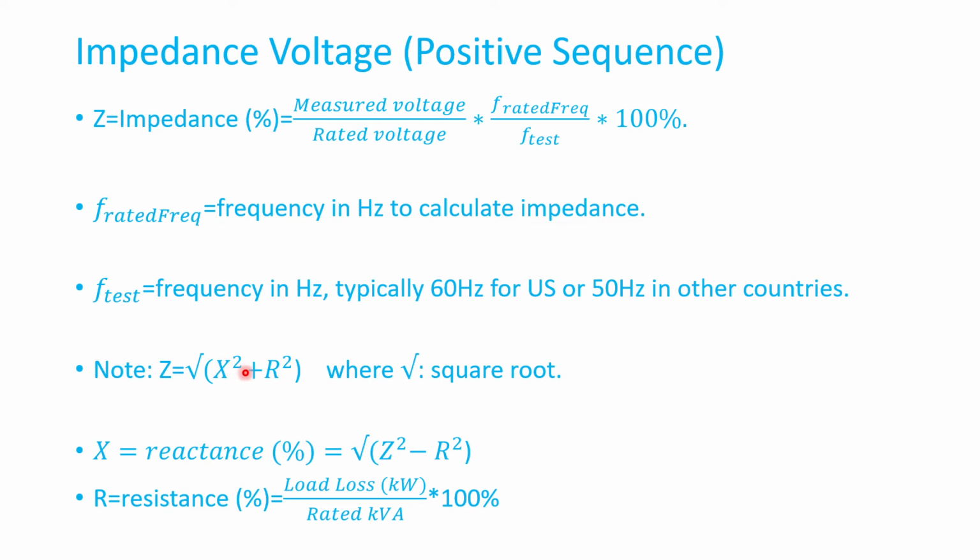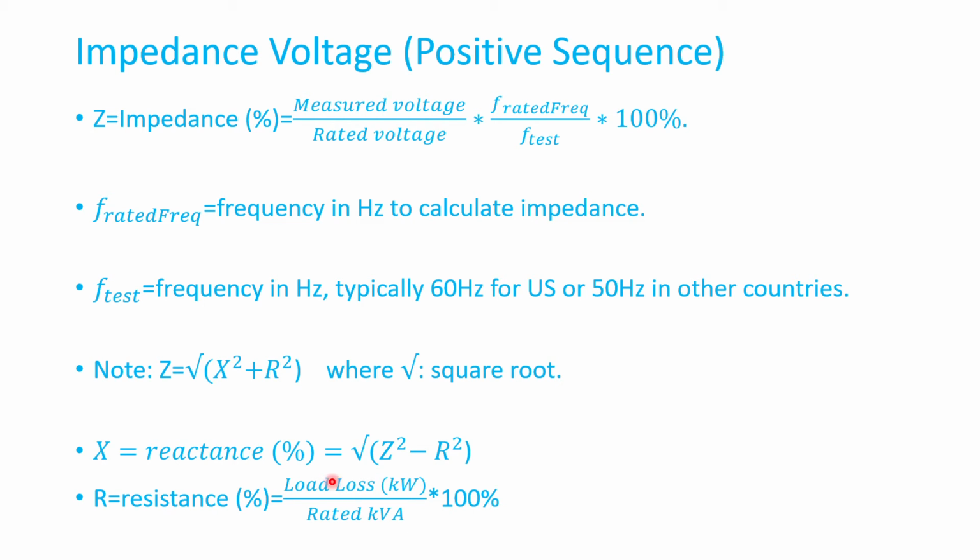reactance squared plus resistance squared. So this symbol here is just square root. So X is reactance in percent, which is the square root of impedance squared minus resistance squared. R is just resistance in percent, which is equal to the load loss in kilowatts divided by rated kVA times 100%.